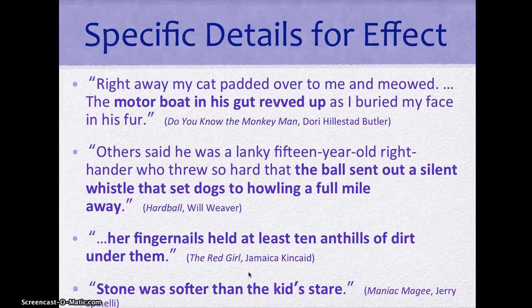Now the next one I absolutely love. It's just kind of a little drop in the bucket example of specific details for effect. Her fingernails held at least 10 anthills of dirt under them. And if we think to ourselves, what could she really have said? She could have simply said her fingernails were dirty. But instead, she makes us as the reader work for it. And she makes us say to ourselves, wow, those fingernails must have been really dirty, when she says at least 10 anthills of dirt under them. What a great use of specific details for effect.